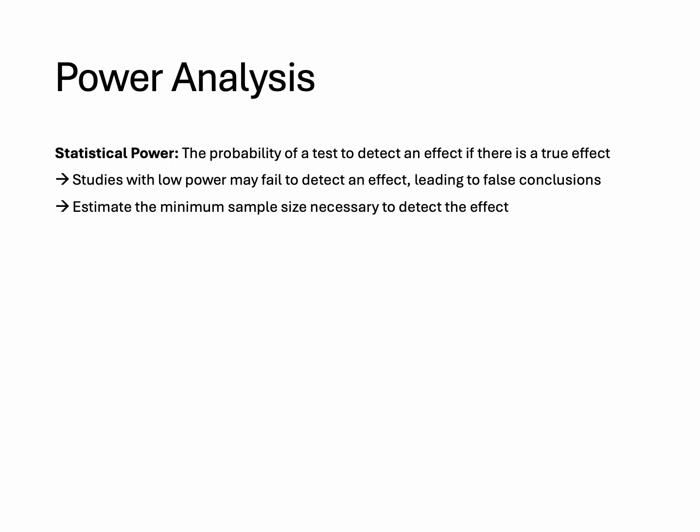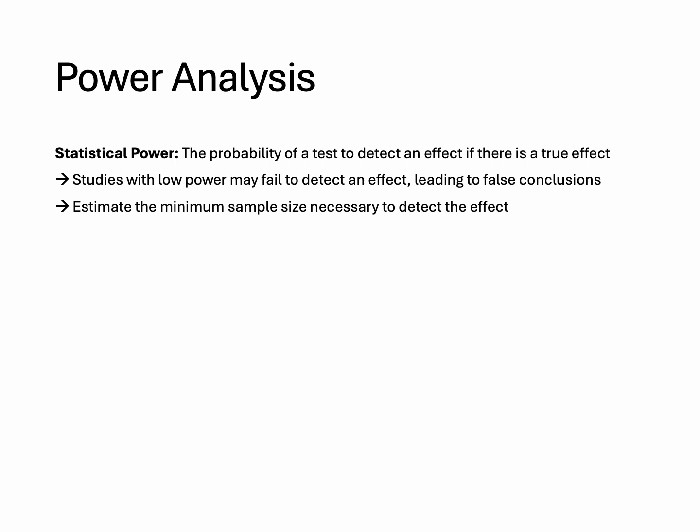In general, we can define statistical power as the probability of a test to detect an effect if there actually is an effect, if there is a true effect. The main goal of a power analysis is to estimate the sample size for our study that is necessary to find the hypothesized effect if it actually exists. In other words, we want to calculate how many participants we need in our study before we actually conduct or run the study. Because if our sample size is not large enough, we might fail to find an effect, ultimately leading to false conclusions.